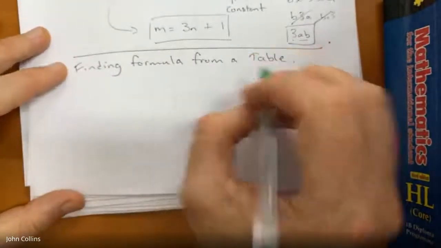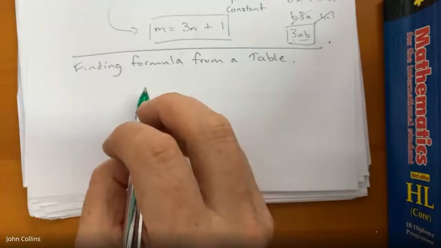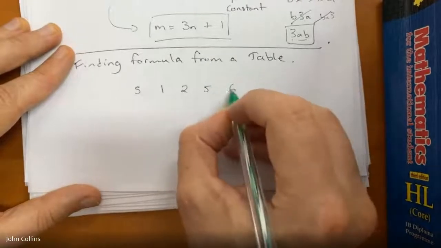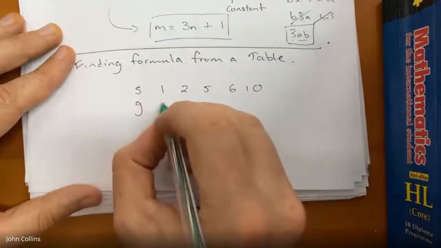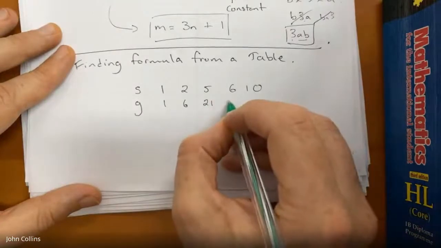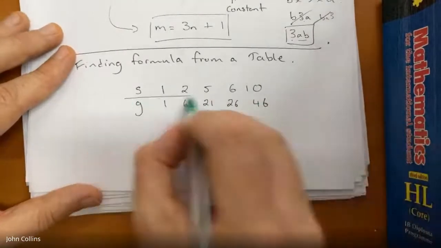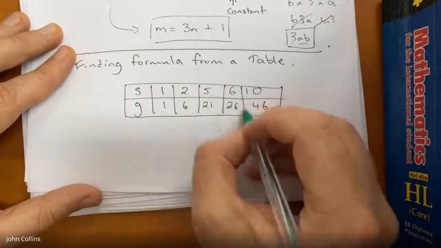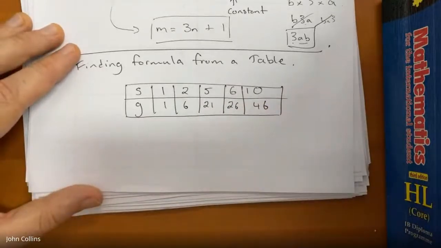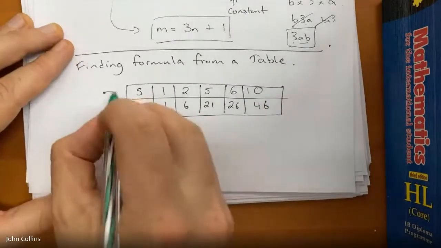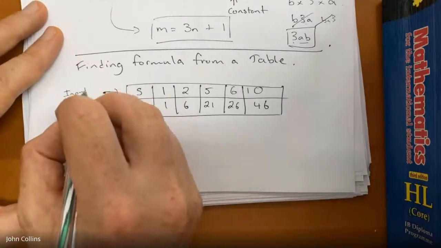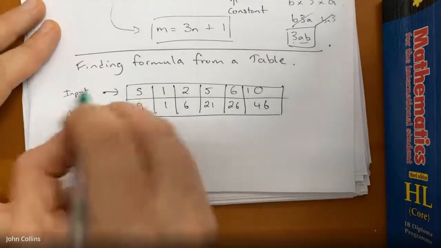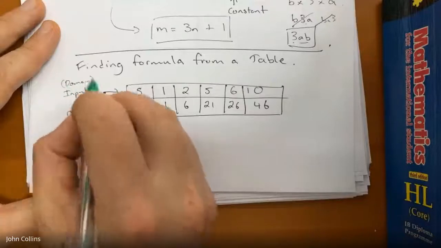What happens if we have a table like this? Let's see. We have our S: 1, 2, 5, 6, 10, and let's say we use the letter G: 1, 6, 21, 26, 46. Here's the table, and we want to find the formula for this. Now, S would be known as the input values and G are the output, sometimes called domain and range.